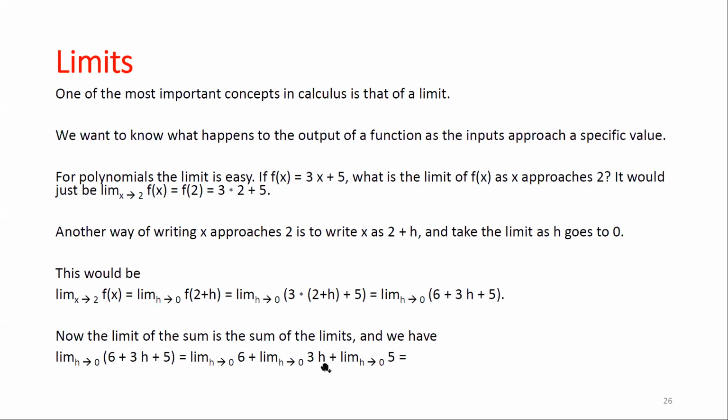6. And what about 3 times h? What would that go to as h goes to 0? 3 times h goes to 0. And what about 5? What would that go to? 5. So 6 plus 3h plus 5 is really just 11. It's 6 plus 0 plus 5, or 11.